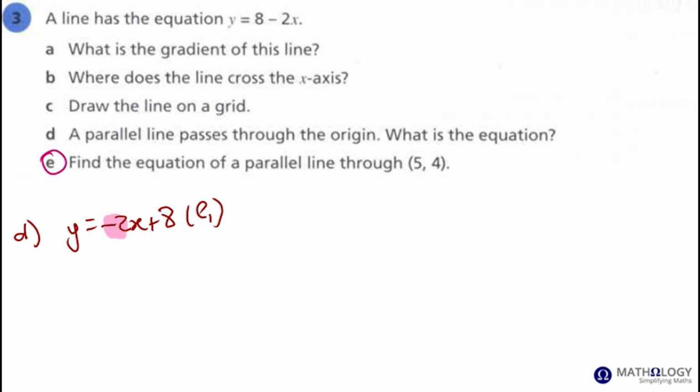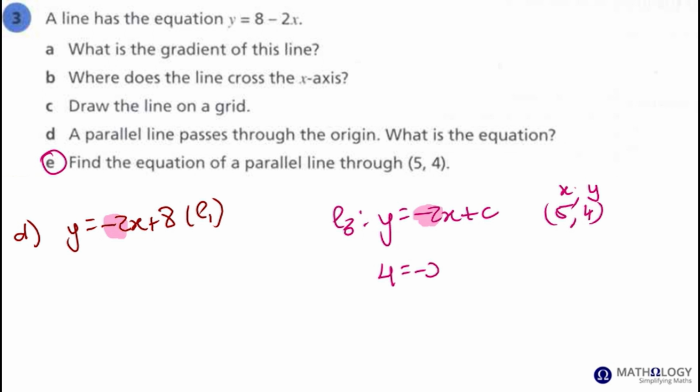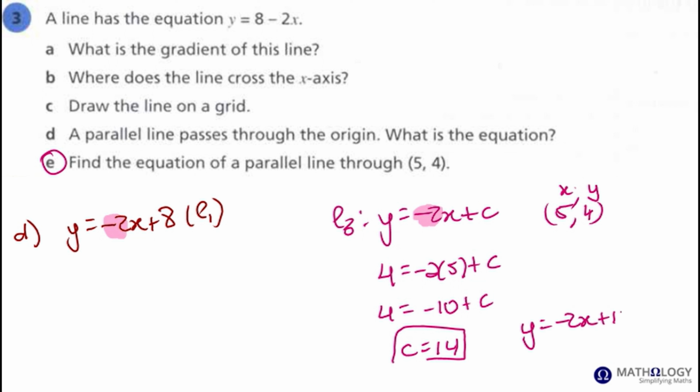E. Find the equation of a line that is parallel to line 1 and passes through (5, 4). Line 3 will have the same gradient, so y equals minus 2x plus c. Parallel lines have equal gradients, so m equals minus 2 for line 3. Line 3 passes through the point (5, 4), so 4 equals minus 2 times 5 plus c. 4 equals minus 10 plus c. Take minus 10 across, c equals 14. So line 3 is y equals minus 2x plus 14.